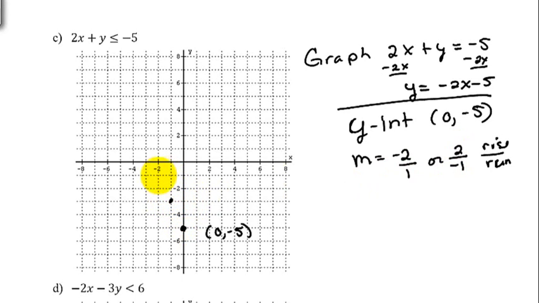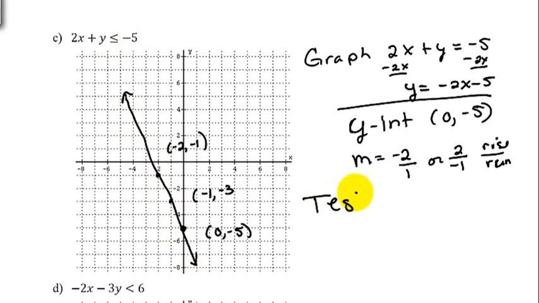And then we could go up 2 into the left one again, get another point if we want. So this first point is the point negative 1, negative 3, and then we have negative 2, negative 1. And this gets graphed as a solid line. The reason that we're graphing it as a solid line is because this inequality has the equal sign.